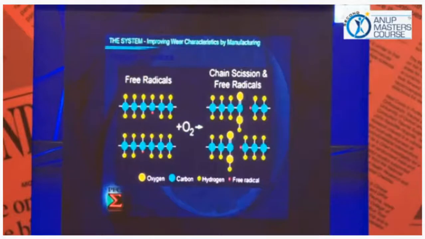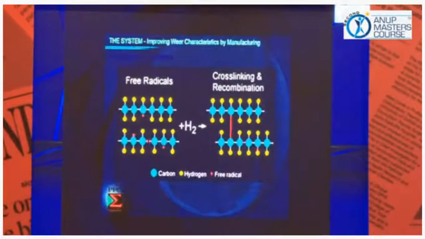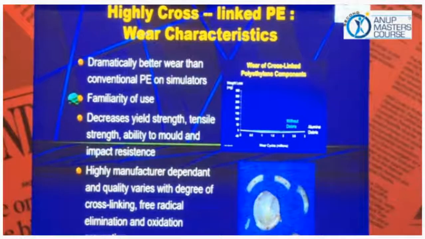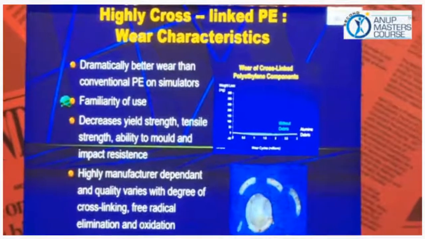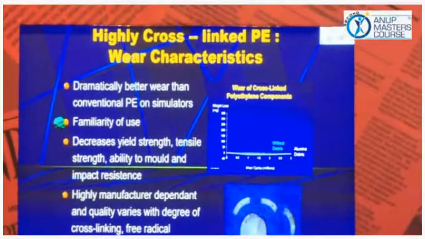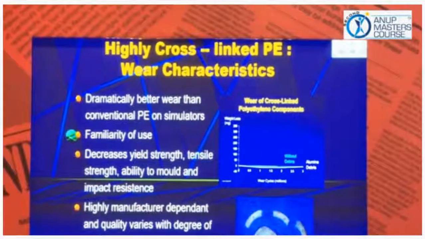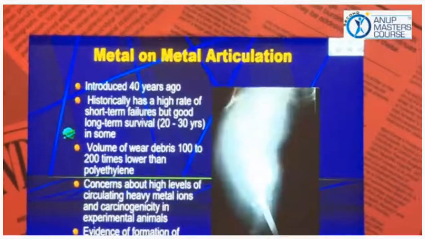So a bit of chemistry here. If you irradiate polyethylene in the presence of oxygen, then it breaks up the chains, and this poly is very short-lived. But when you do it in the presence of vacuum or hydrogen, then there is a linkage which happens, and this is a disulfide link, and it greatly increases the resistance to wear. However, this highly cross-linked polyethylene is not without its problems. It's quite brittle. As you can see, it's got very, very low wear, but it's quite brittle and is prone to fracture more than the conventional polyethylene.